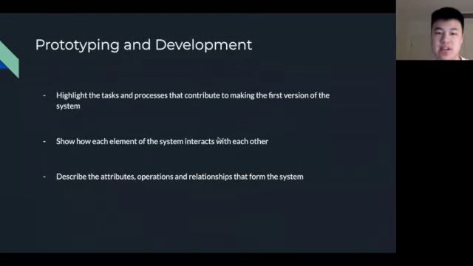Hello, my name is Yusei Wu, and for my section, I'll be discussing the prototyping stage of a vaccine management system. The purpose of the prototype is to highlight the tasks and processes that contribute to making the first version of the system. And secondly, it's to visualize how each element of the system interacts with each other. And finally, to describe the attributes, operations, and relationships that form the system.